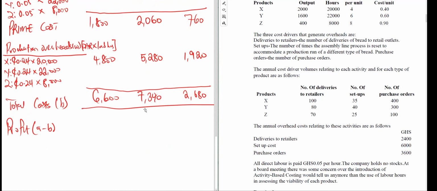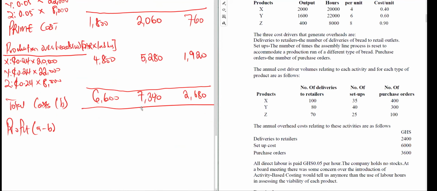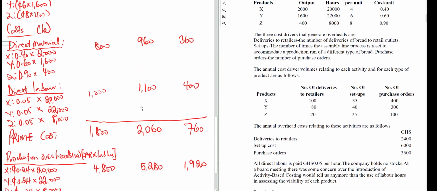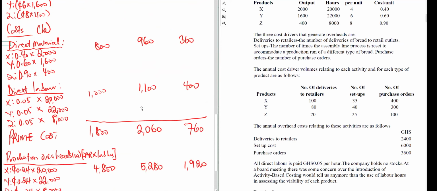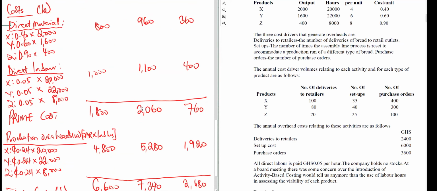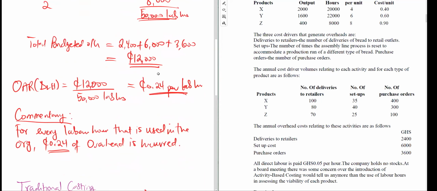Henrietta, your hand is up. Yes, please. I'm a bit lost. Please, how did you get the 0.24 for the production overhead? Please, how did you get it? It is the OAR, the OAR. Are you okay now? Okay. Yeah, I'm okay. Thank you.